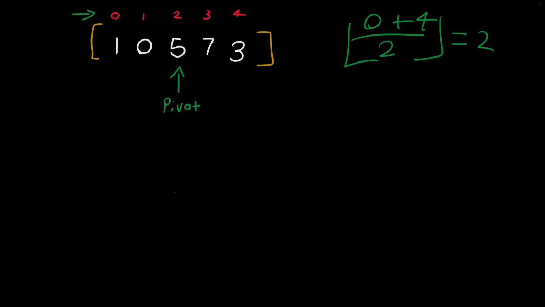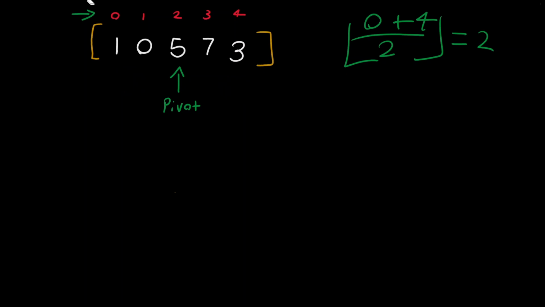There's going to be a fundamental question we're going to be asking. Is there anything on the left side of the pivot that should be on the right side? And is there anything on the right side of the pivot that should be on the left? Assuming that we're sorting in ascending order, we want big items to be on the right, and we want small items to be on the left.